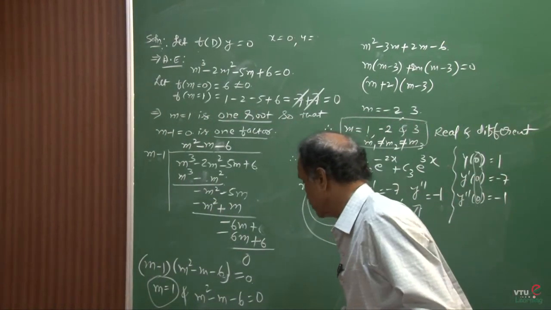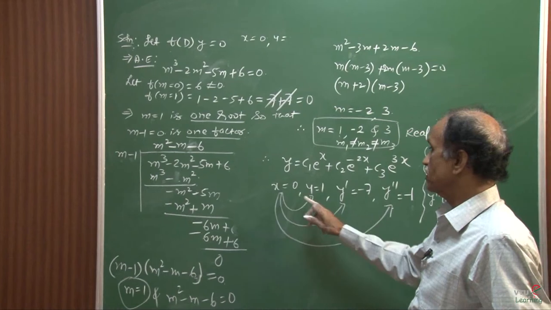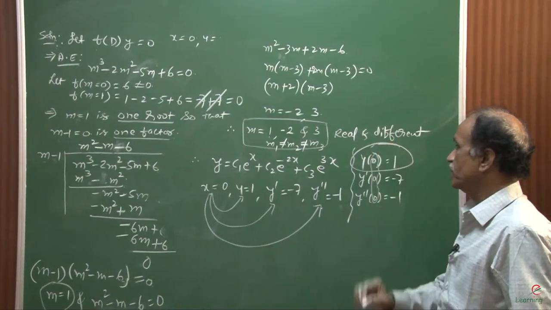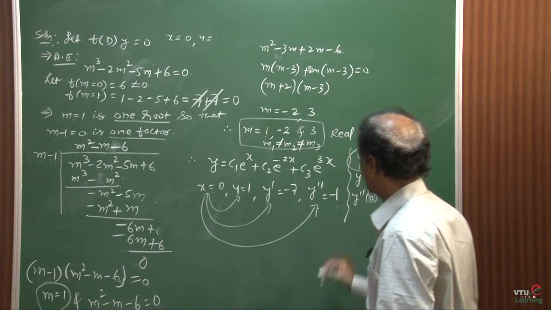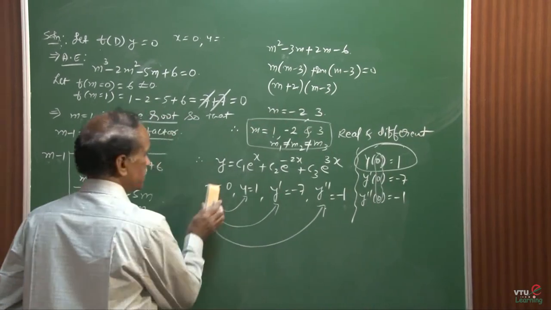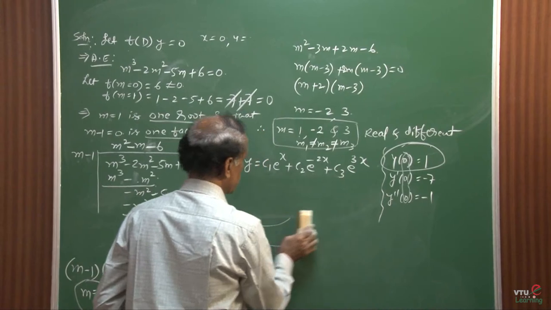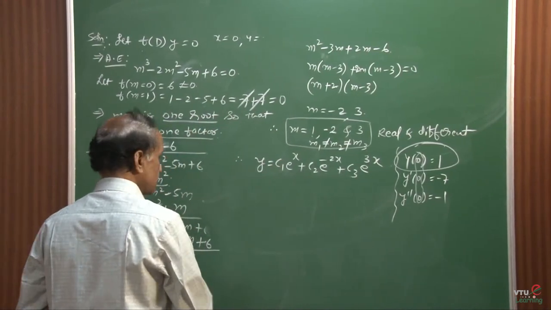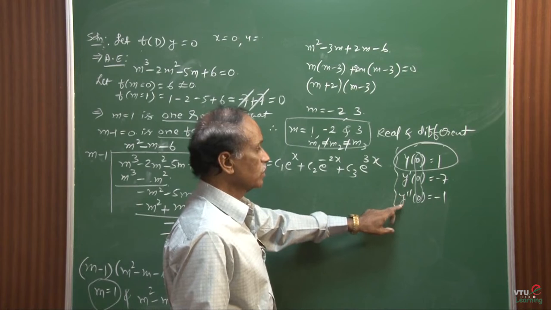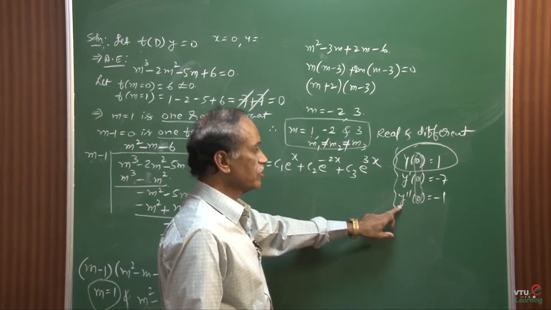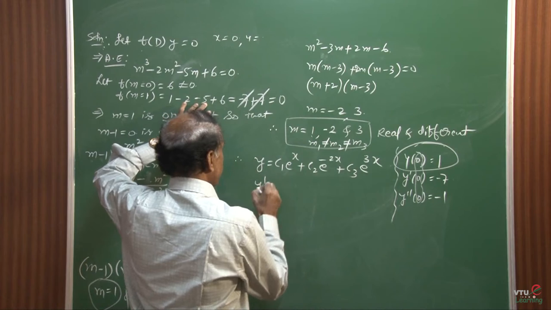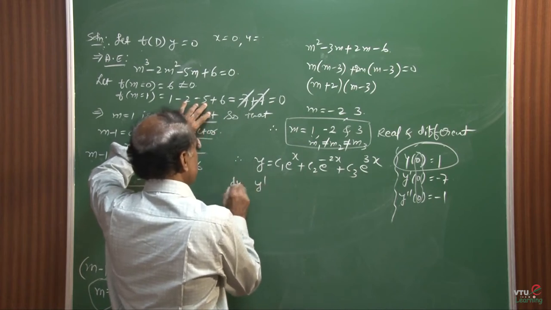So, first one, that is at x equal to 0, y equal to 1. This is the first condition: y of 0 is equal to 1. But to use the other two, you have to differentiate the existing solution two times, because we have y dash and y double dash. So there are two other conditions in the form of differential coefficients given. What is y dash? That is dy by dx.